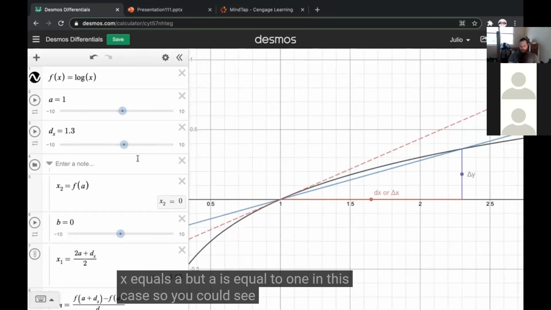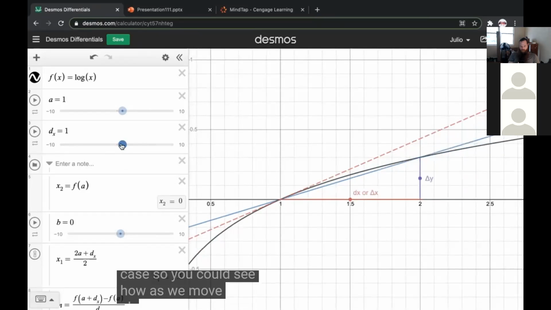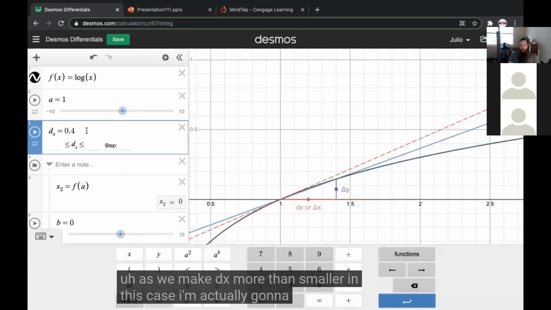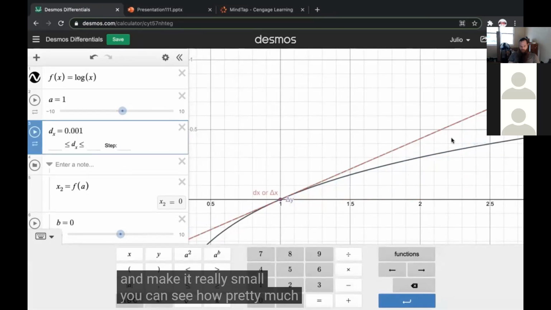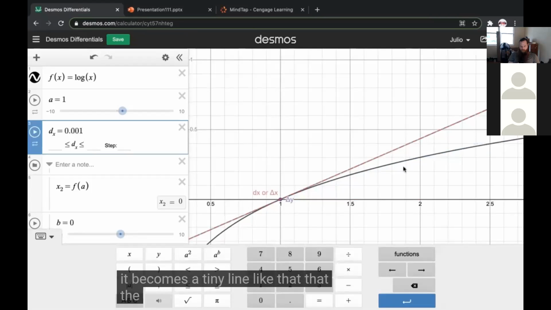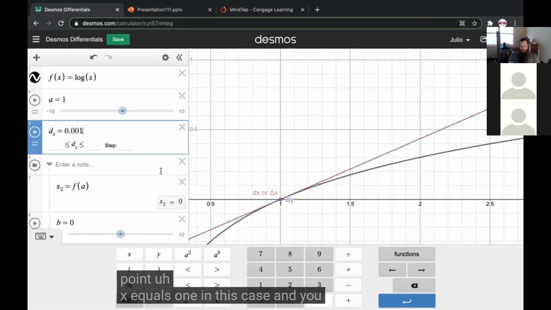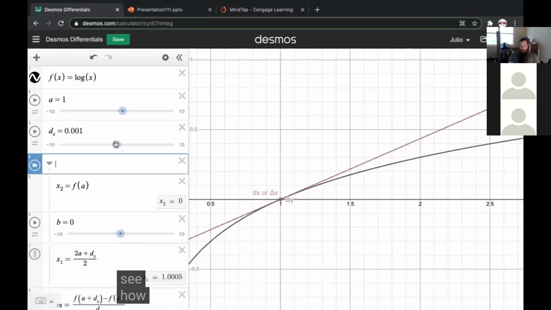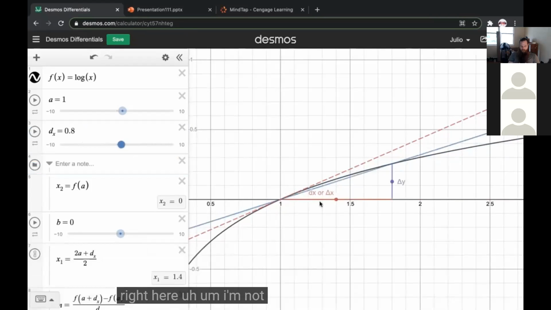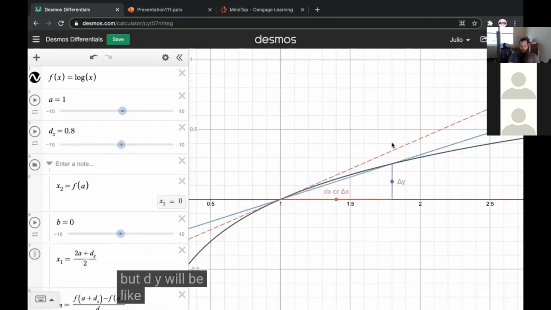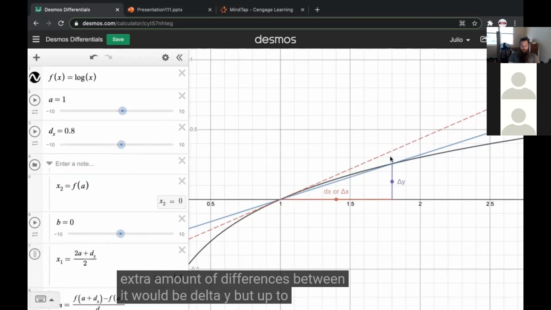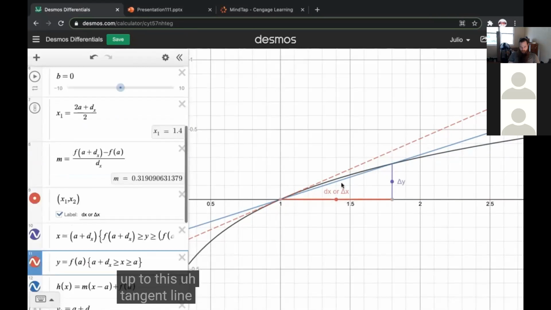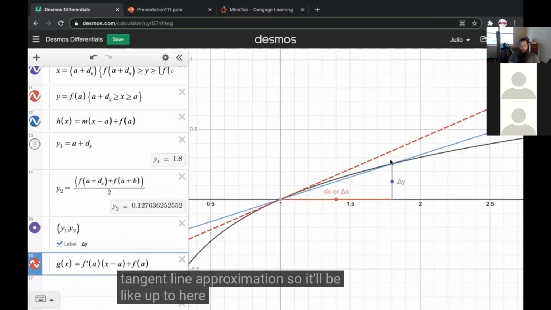So you can see how as we make dx smaller and smaller, in this case I'm going to make it really small, see how pretty much it becomes the tangent line, the slope at that point, x equals 1 in this case. Right here, I'm not showing you dy, but dy will be, I guess you could call it, an extra amount of difference. It'll be delta y, but up to this tangent line approximation. So it'll be up to here. That would actually be dy.